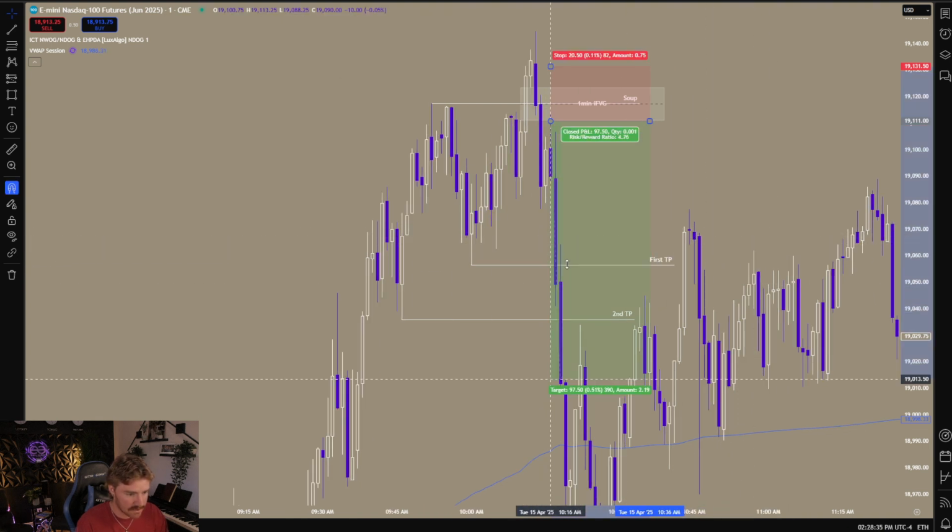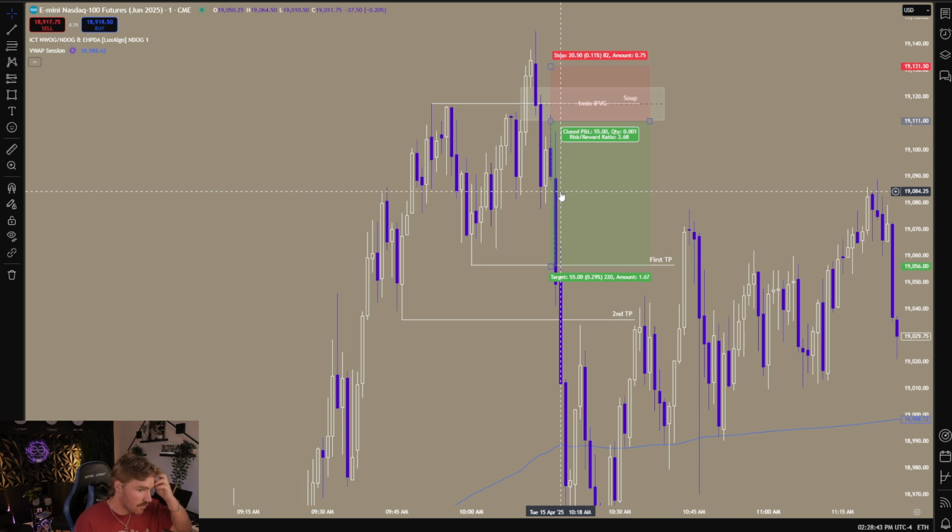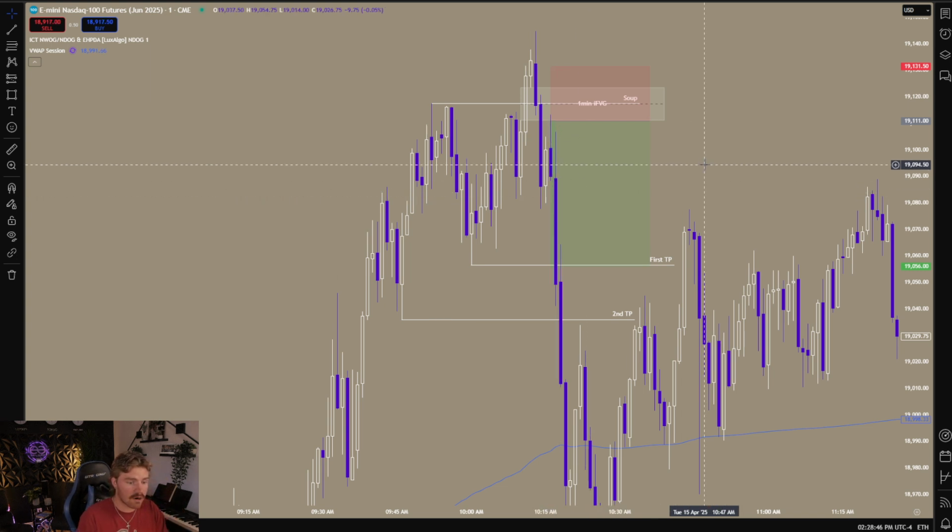Boom. We hit this low. I need to turn off the magnet. Okay, so we hit this low. 220 ticks, right? That's giving us over a 1 to 2 RR. That's giving us a 2.6 RR right there. Perfect. I'm selling 5 micros right there. Okay, I'm selling half my position. My stop loss goes to break even. Now it's completely risk-free. I'm securing profit on this trade.